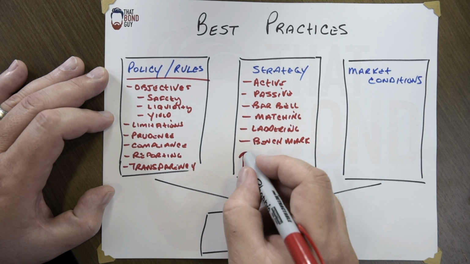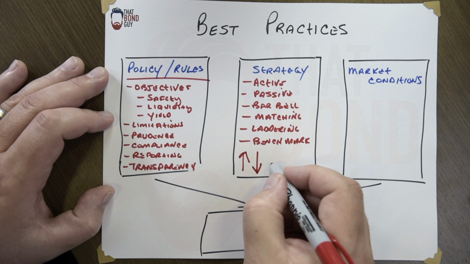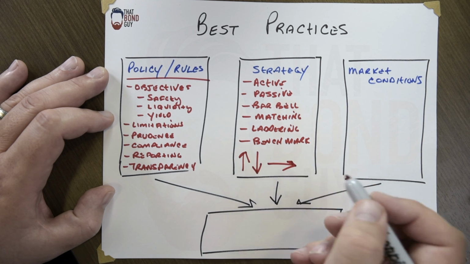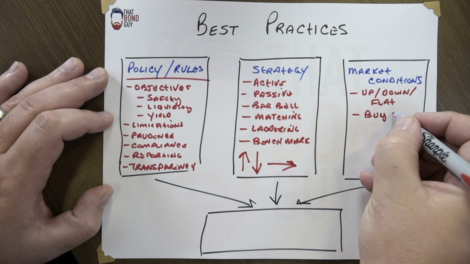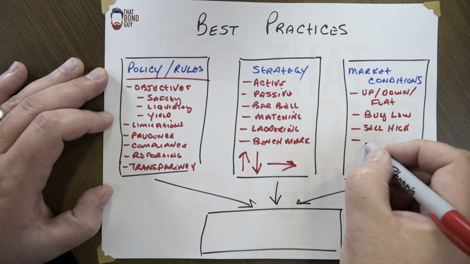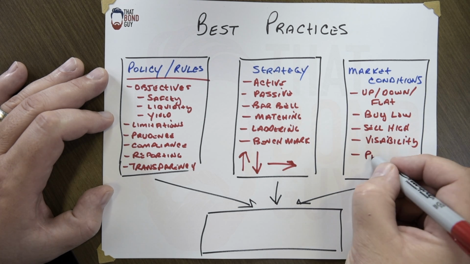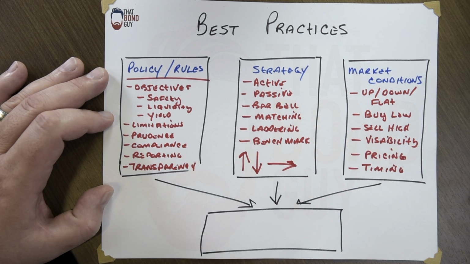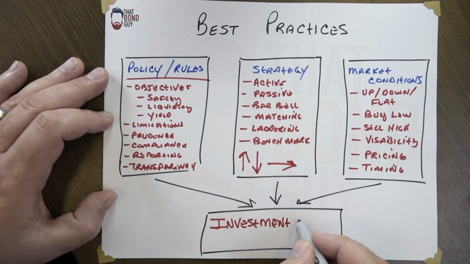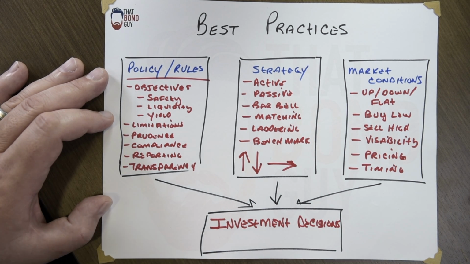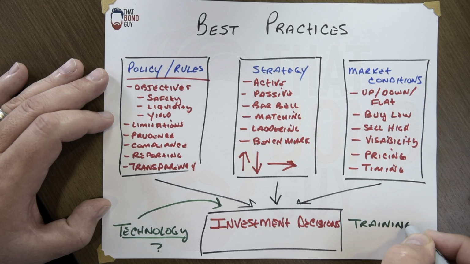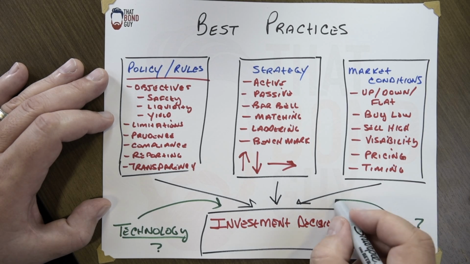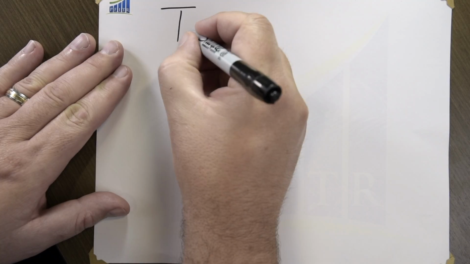And then is the market going up? Is it going down? Is it sideways? And we always have to consider that strategy with the market conditions, up, down, flat. Are we buying low? Are we selling high? The visibility of the market. What is the pricing and the timing? And then all of those lead to investment decisions. Now, we look at technology and what technology is needed, and we look at training and what training is needed to get these best practices.